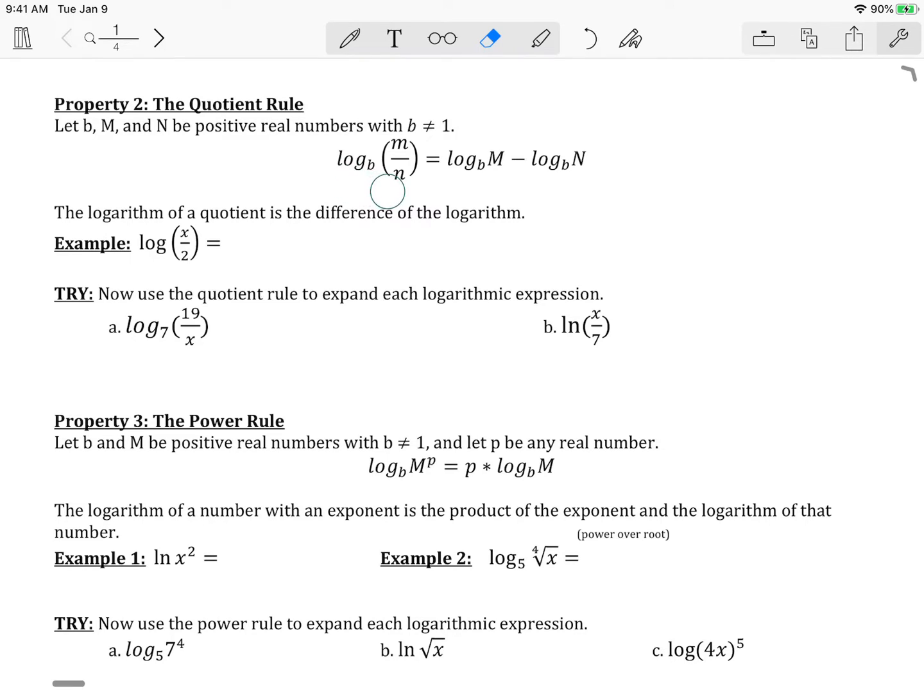The next property is the quotient rule. So log base b of m over n. Well, division goes with subtraction. Log base b of m minus log base b of n.